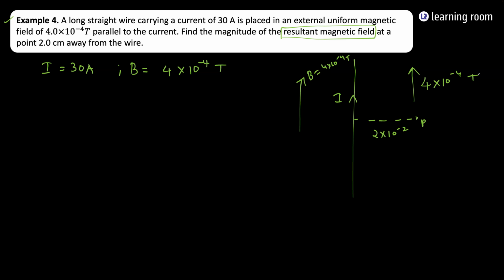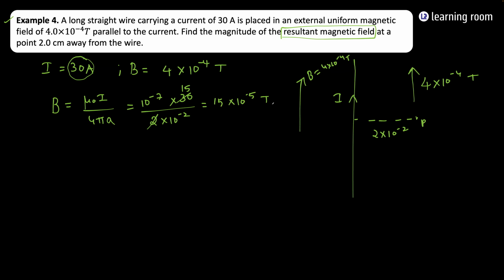Accepted, right? So one common mistake is, if you find the magnetic field due to this current carrying conductor, you write it as mu naught I divided by 4 pi A, that is 10 power minus 7 into 30 divided by A, the distance, 2 into 10 power minus 2 meters. So this will cancel, 15 times. If you leave the answer as 15 into 10 power minus 5 Tesla, you're wrong.